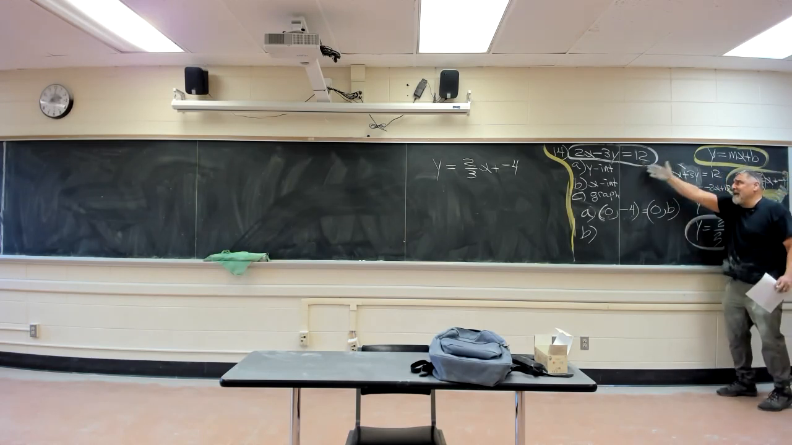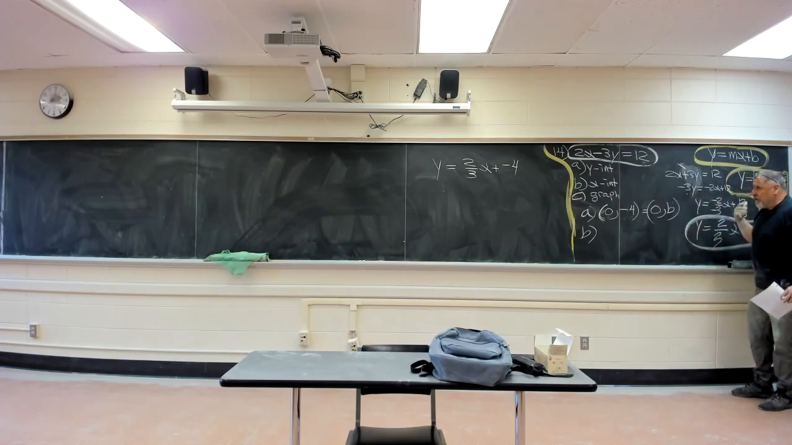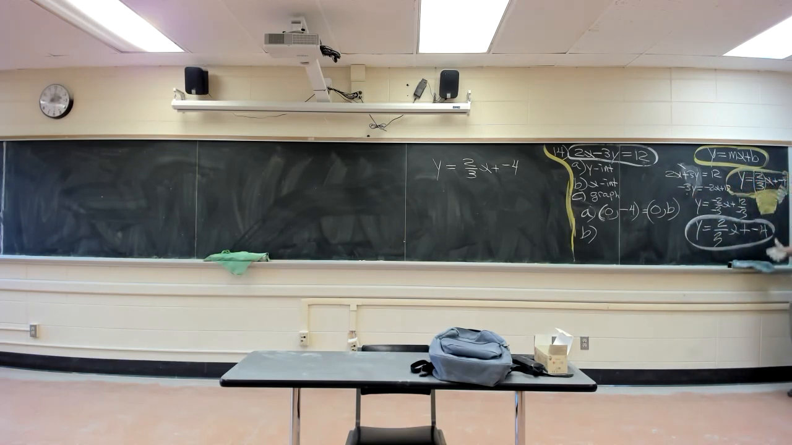These are mathematically identical equations. When they're graphed, the lines are exactly the same. The equations are identical. One's in a different form than the other. This form, slope-intercept form, is very popular, very good to use.